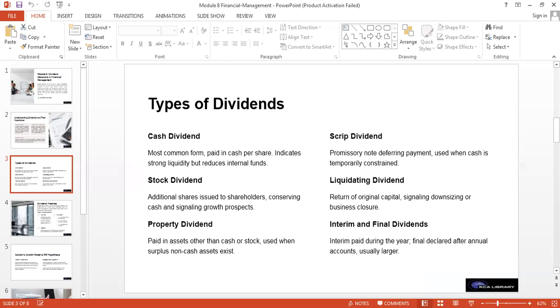And lastly, we have the interim and final dividend. The interim is paid during the year, while the final is declared after the annual accounts, usually larger in amount than the interim.